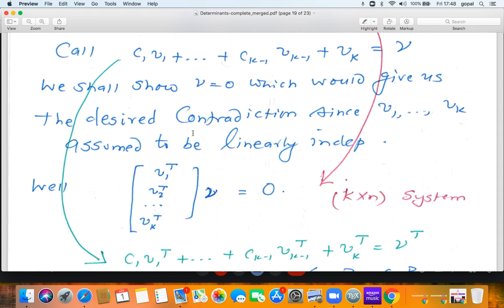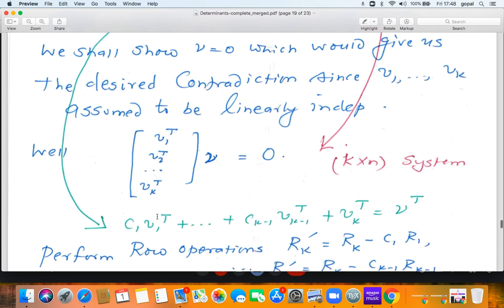We observe this thing written in green, and let us do the following. Suppose in this system, I can perform elementary row operations, correct? So what elementary row operations will I perform? I'll add to the last row C1 times the first row. I'll add to the last row C2 times the second row. I'll add to the last row Ck minus 1 times the k minus first row. Then what happens to the last row? The last row becomes Vk transpose plus C1 V1 transpose plus C2 V2 transpose plus dot dot dot Ck minus 1 Vk minus 1 transpose. In other words, the last row has become nu transpose.